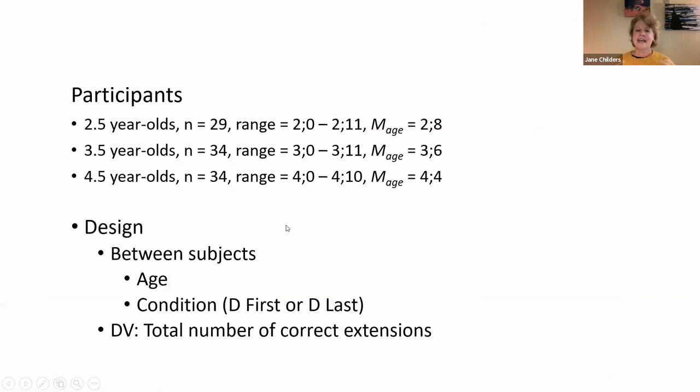In this case, we added 4.5-year-olds because this is a harder task. We have age, and then we ran 2 conditions. One is distractor first, where the distractor flows into the target, kind of like mom pouring the food in the bowl, then the doggy eating. Distractor last, the doggy eats and then sits down. The distractor is going to be last. We'll see if that makes a difference.